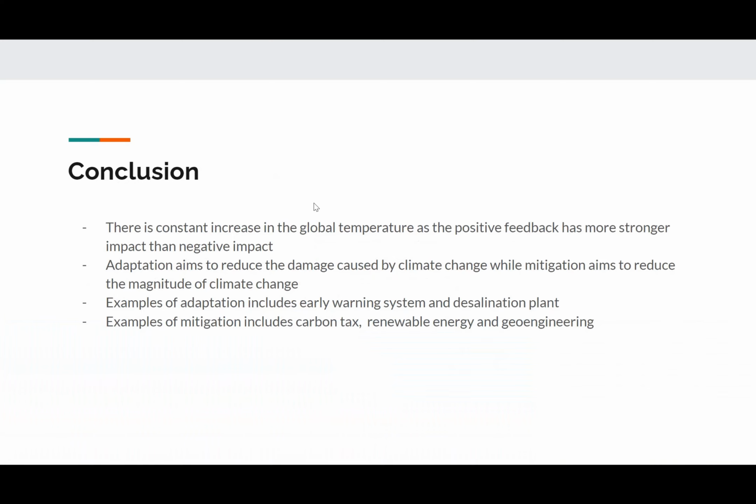So in conclusion, there's a constant increase in global temperature as positive feedback has a stronger impact than the negative feedback. And adaptation aims to reduce the damage caused by climate change, while mitigation aims to reduce the magnitude of climate change. Examples of adaptation strategy include early warning systems and desalination plants, while examples of mitigation strategy include carbon tax, renewable energy, and geoengineering.